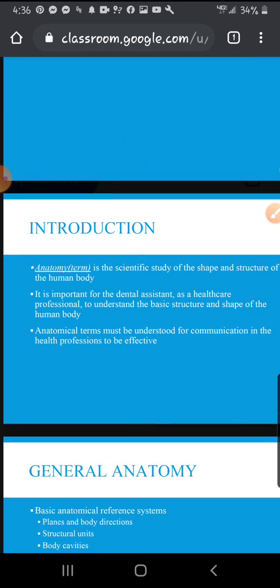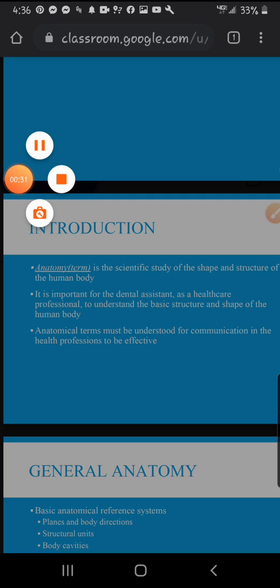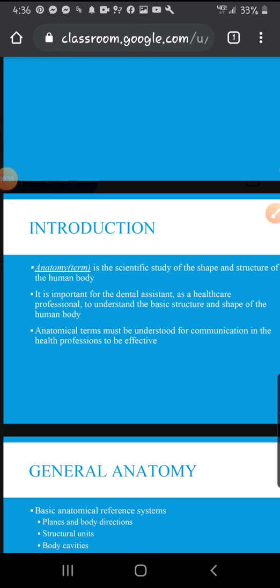So Introduction. Anatomy is the scientific study of the shape and structure of the human body. That is a terminology word. It is important for the dental assistant as a healthcare professional to understand the basic structure and shape of the human body. Anatomical terms must be understood for communication in the health profession to be effective.